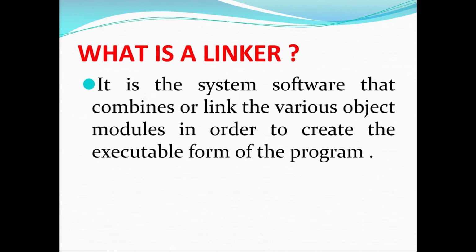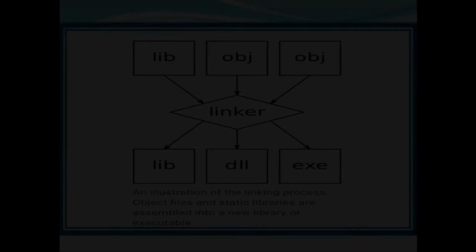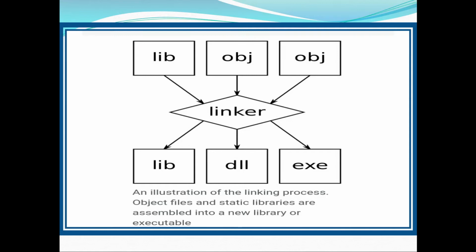As we know, we have the source program and the object programs. You can see in this diagram, the linker is responsible for linking all kinds of object programs along with the library files, and it produces the executable module in the form of exe. So this is an example of the linking process. Here the object files and the static libraries along with them are assembled into a new library or executable module form.